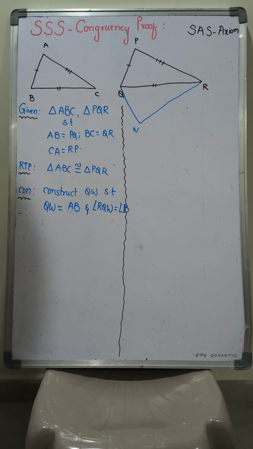So, to prove any theorem there is a procedure. First we need to write the given, and next we need to write what we need to prove, and if any construction is required we can write the construction, and lastly we explain the proof. So this is the procedure to prove any theorem.